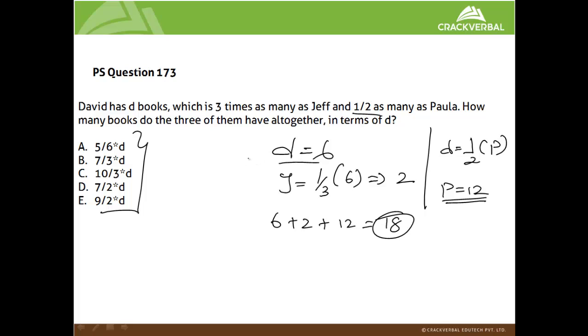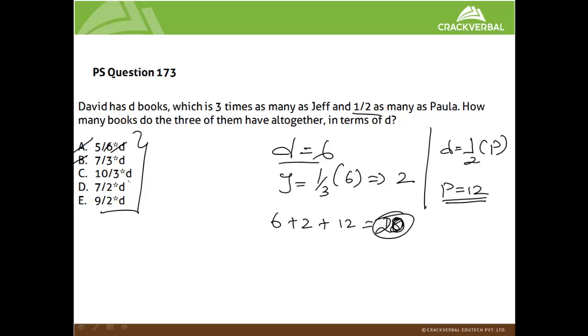So when we substitute D equal to 6, we should get 18. Not actually 18, actually 20. 6 plus 2 is 8, 8 plus 12 is 20. So we should get the target answer as 20, basically a multiple of 10. The only option which looks like a multiple of 10 is answer choice C, but we have to check the other options as well. Substitute D as 6: 5 by 6 into 6, the 6s cancel, you get only 5, eliminated. 7 by 3 into 6, 3 2s are 6, so 7 2s are 14, but we want 20, eliminate this.